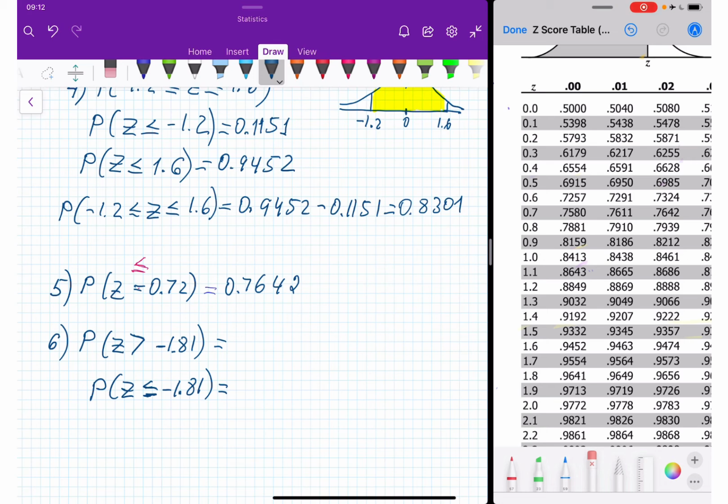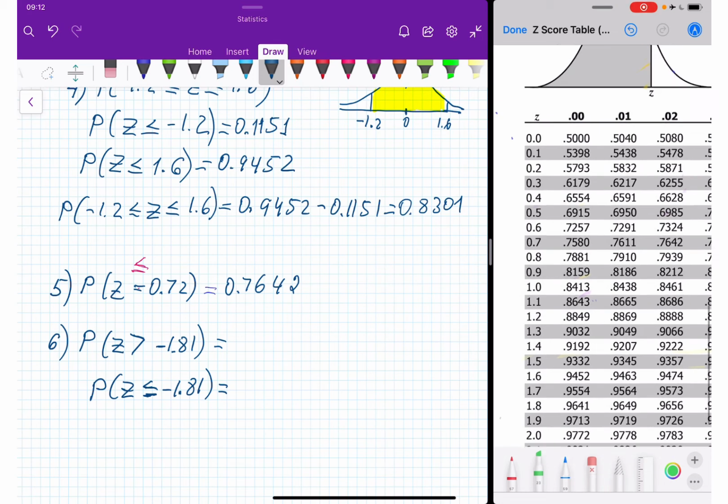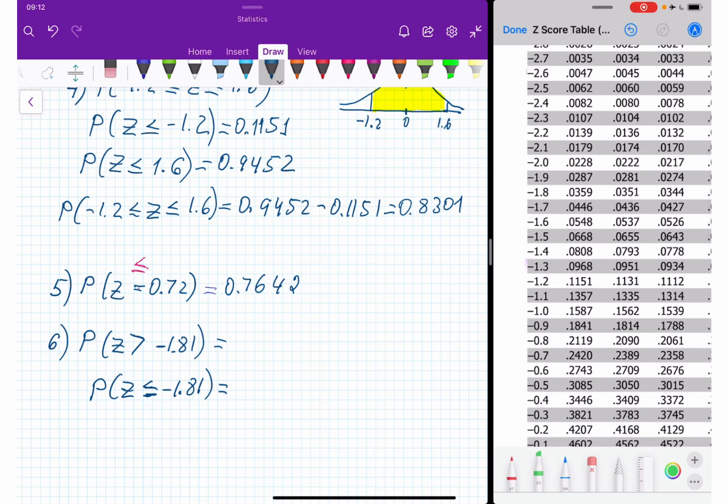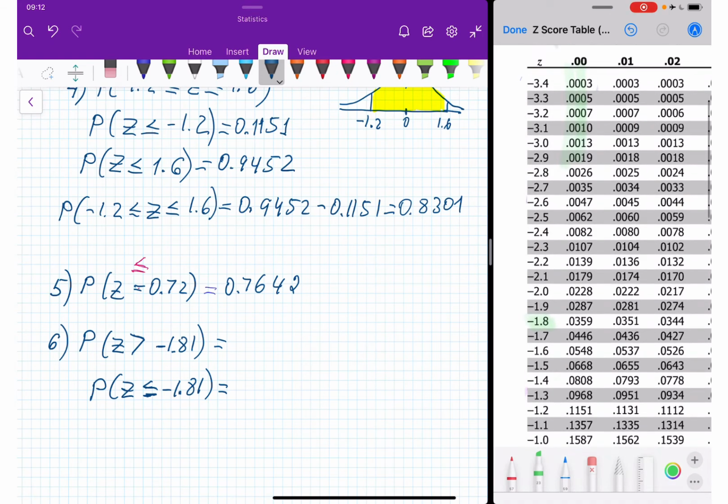This negative 1.81. 1 8 here. And 0 and 1. So it's coming here, it is 1. If you come down, it's going to be 0.0351.